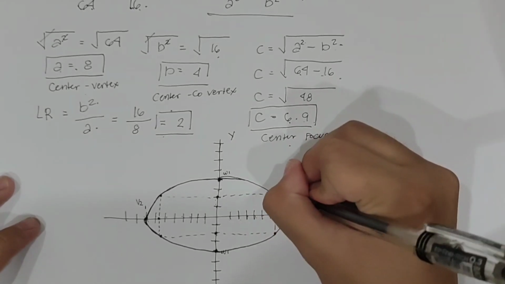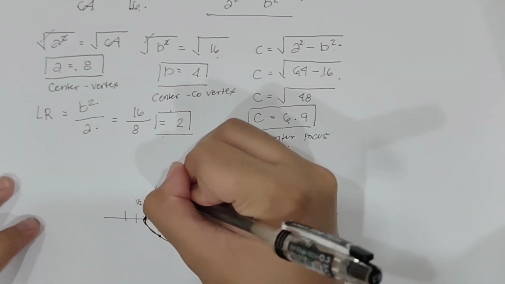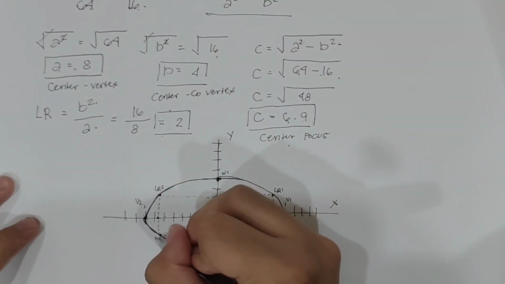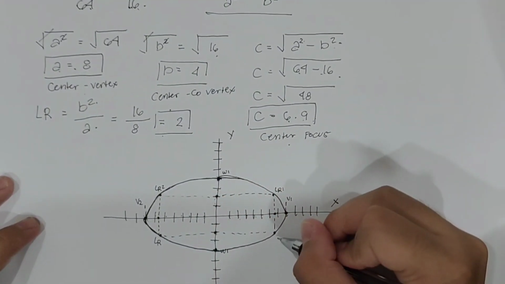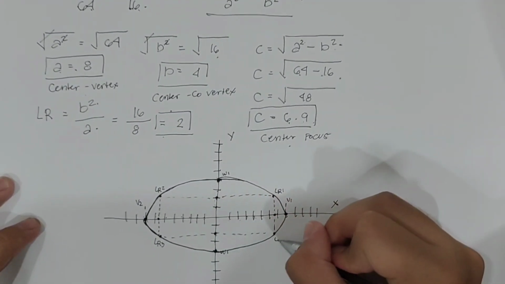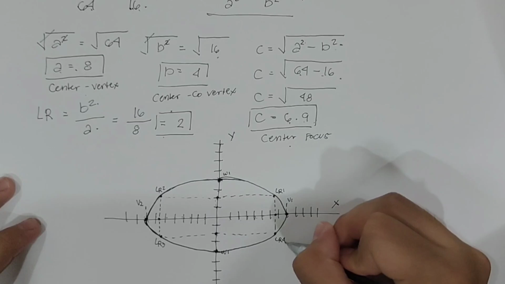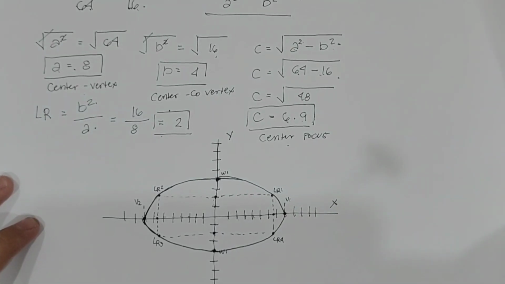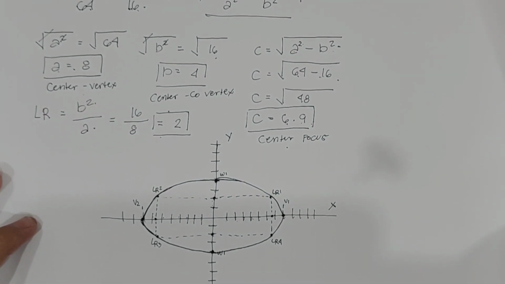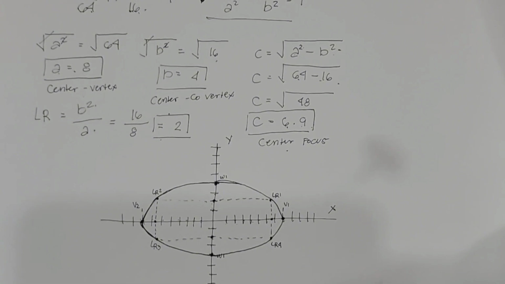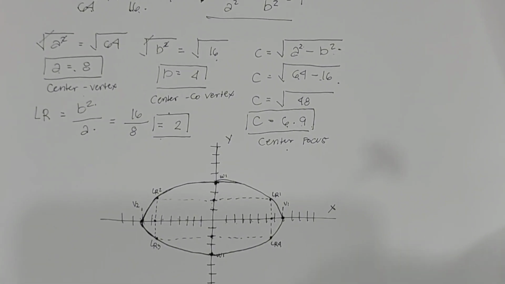This is latus rectum 1, latus rectum 2, latus rectum 3, latus rectum 4. There you have it, ellipse. So I hope you guys understand. It's very simple, and I'm sure you guys can answer this as well with me.